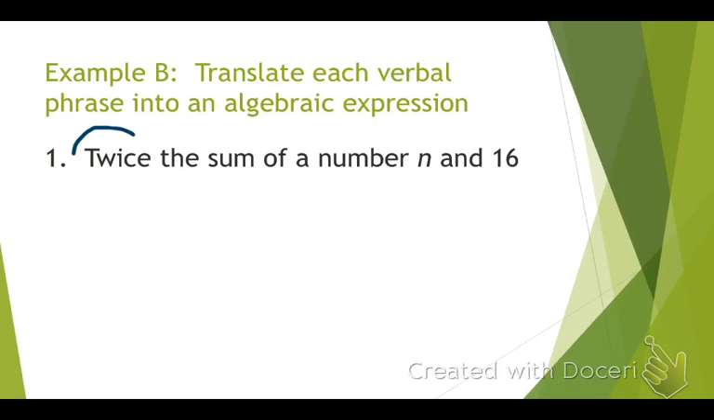Okay, so in this first algebraic expression under example B, I'm going to start by indicating the keywords I see, such as twice. And if you look at the chart, that specifically means 2 times something. Sum. Sum is an addition word. N is a variable. So I've got 2 sets of words here, and this means twice the sum.